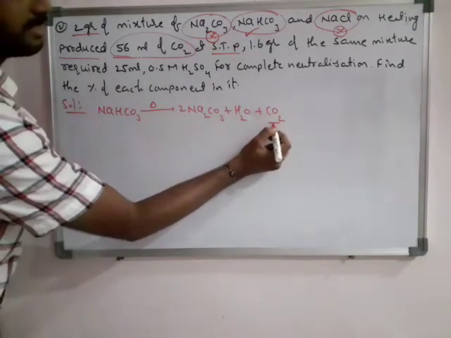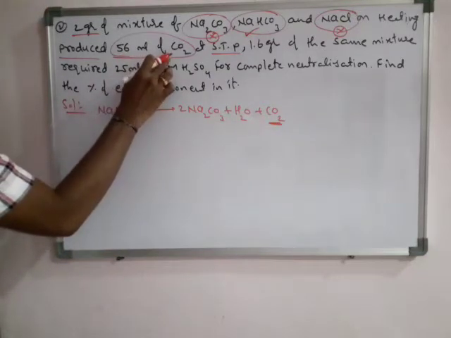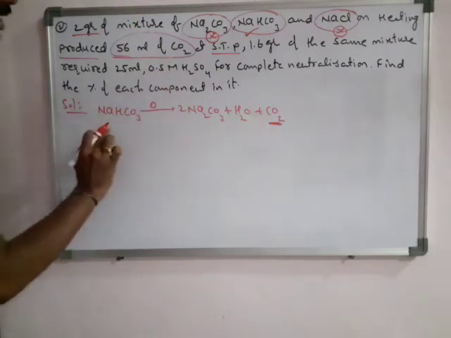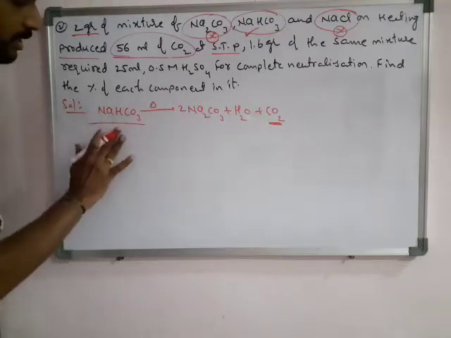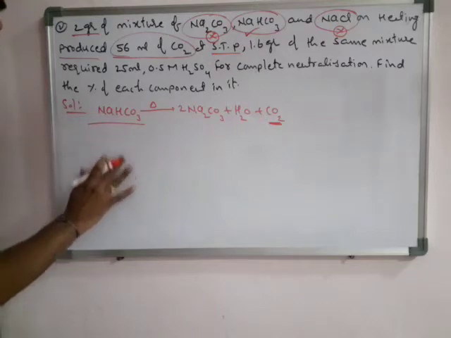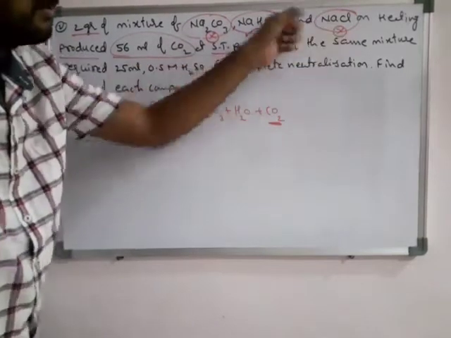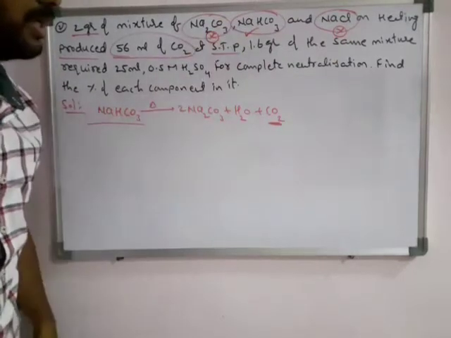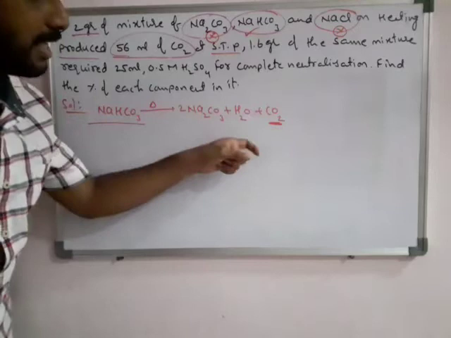It only releases the CO2 gas. It means the 56 milliliter of CO2 gas is exactly released from sodium hydrogen carbonate, because it only decomposes on normal heating. These other two are not undergoing any decomposition process and they are not releasing any CO2.